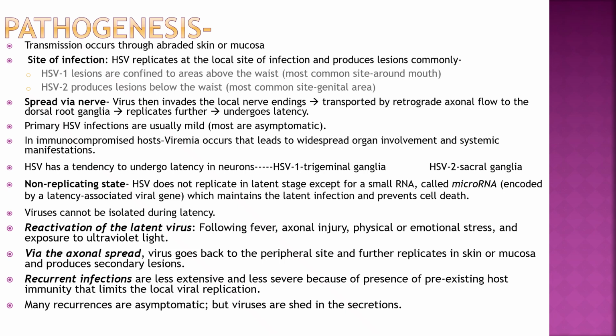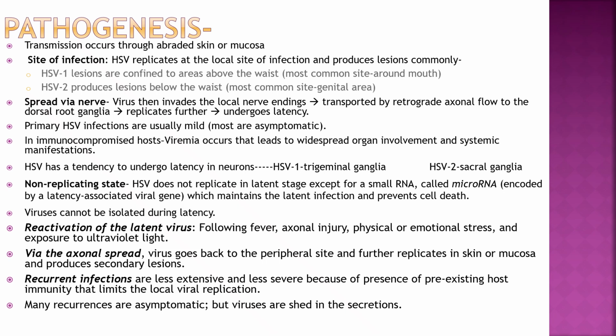In immunocompromised hosts, viremia occurs that leads to widespread organ involvement and systemic manifestation. HSV has a tendency to undergo latency in neurons. HSV1 in trigeminal ganglia, HSV2 in sacral ganglia. Non-replicating state: HSV does not replicate in the latent stage except for a small RNA called microRNA encoded by a latency-associated viral gene, which maintains latent infection and prevents cell death. Viruses cannot be isolated during latency.